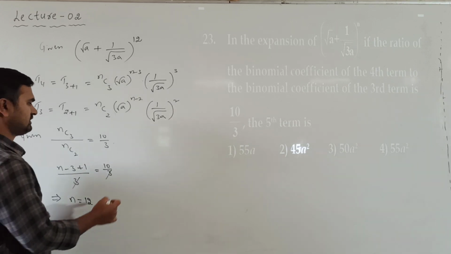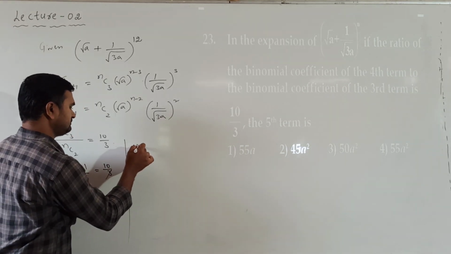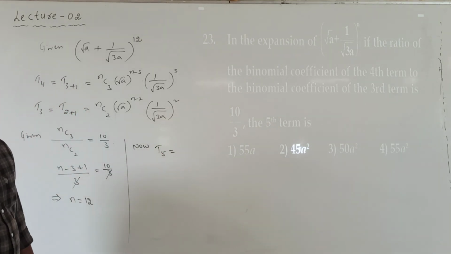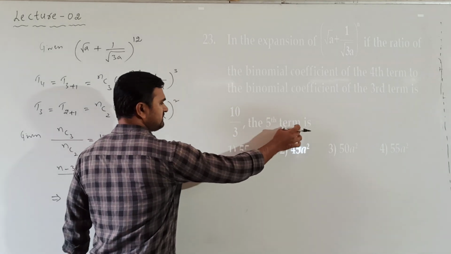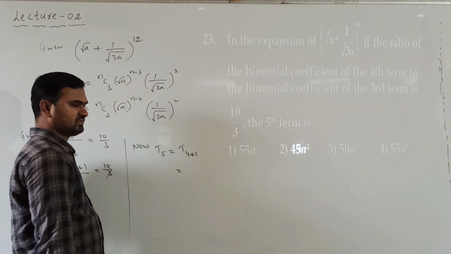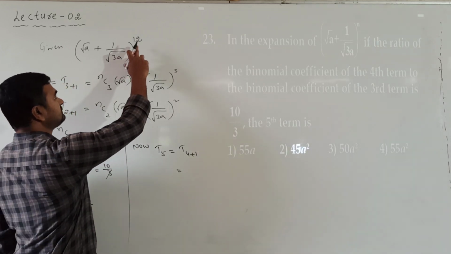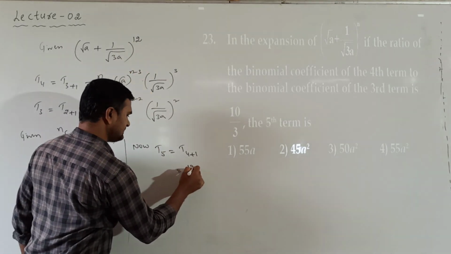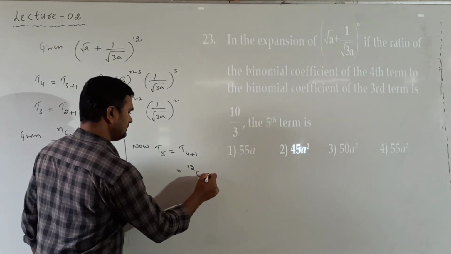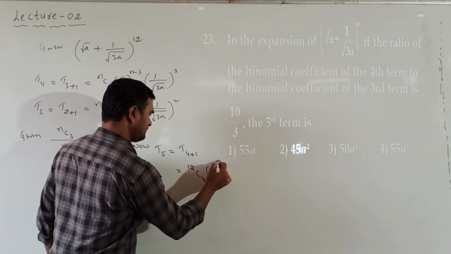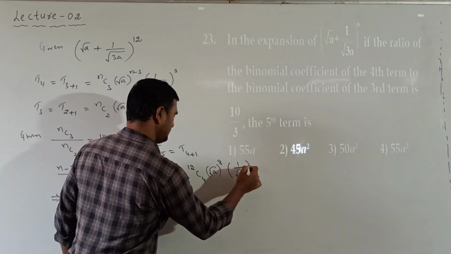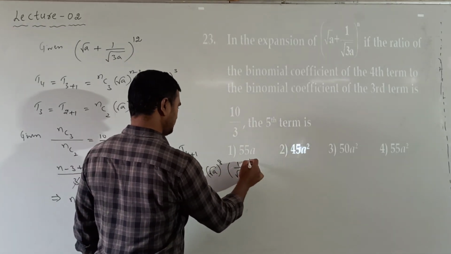Now in this expansion, what do we require? We have to find the fifth term. T5 is required, and T5 is T(4+1). Now n is 12, so 12C4 (√a)^(12-4), which is 8, times (1/√(3a))^4.